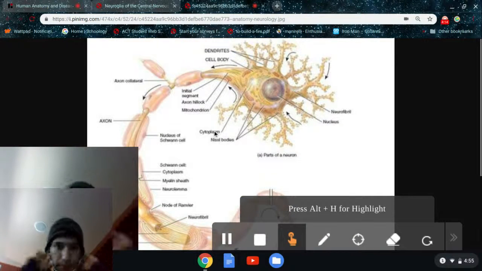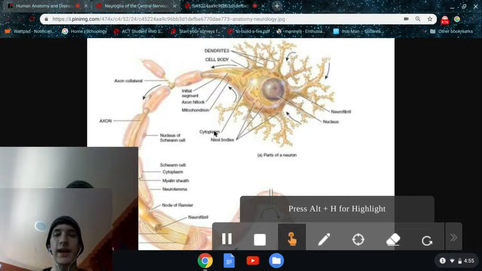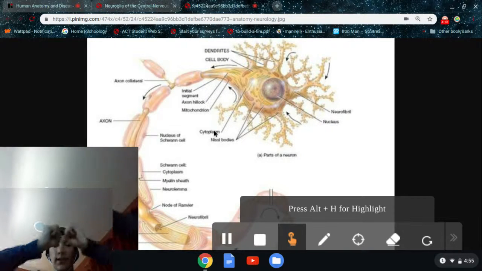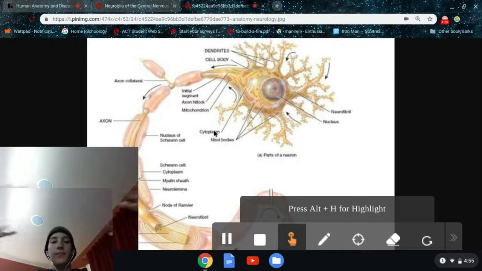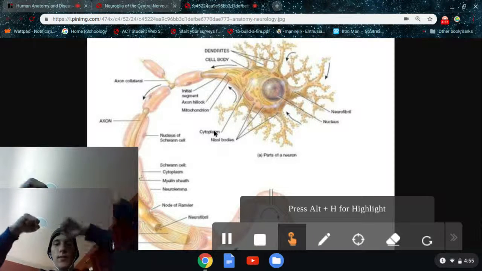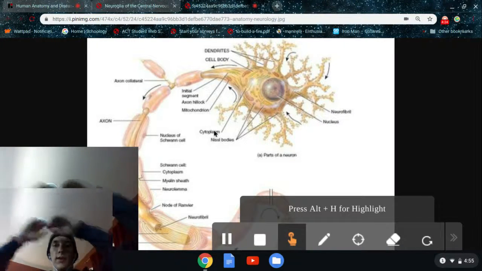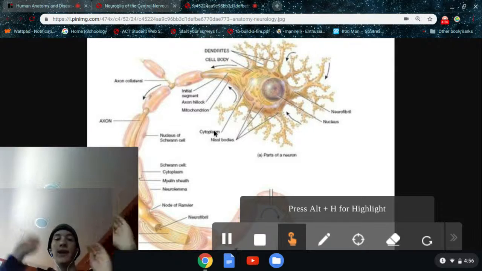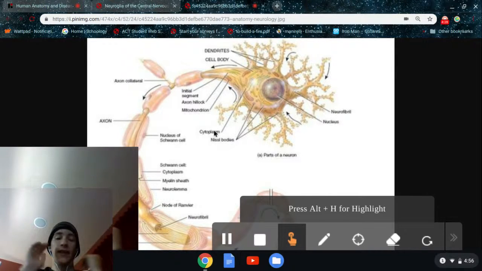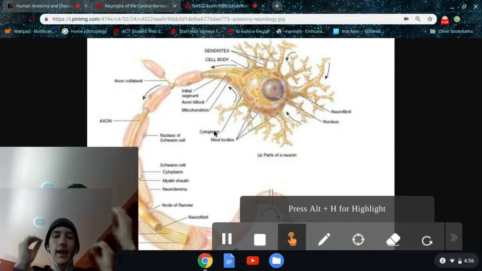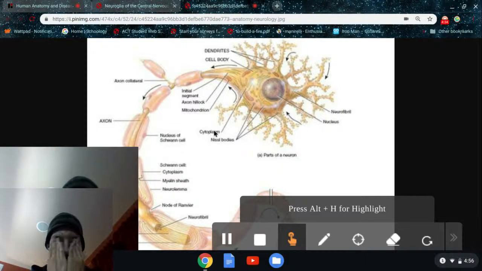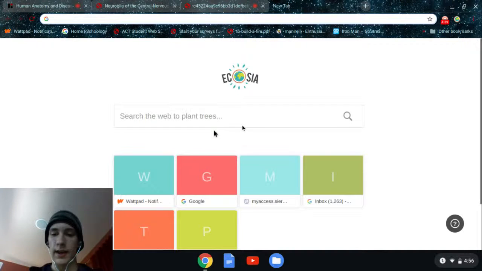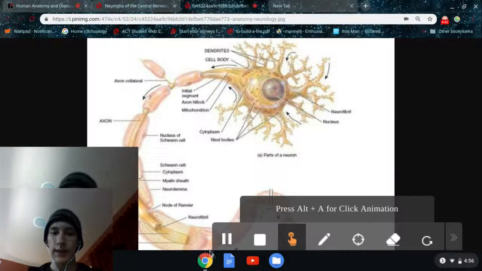So in essence, it's a whole bunch of tiny switches. On the cell membrane, there's a whole bunch of switches that, when activated, let sodium in, which changes the charge. It's called an action potential. I'm going to look that up now. So one moment while I reorganize this.